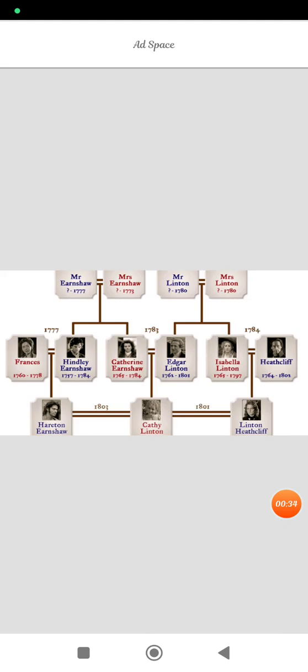So we can see the characters now. Mr. Earnshaw, Mrs. Earnshaw, Mr. Linton, Mrs. Linton, Hindley Earnshaw, Catherine Earnshaw, Edgar Linton, Isabella Linton, Heathcliff, Hareton Earnshaw, Kathy Linton, Linton Heathcliff.